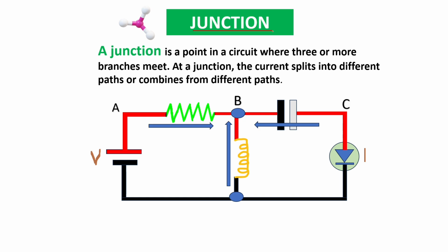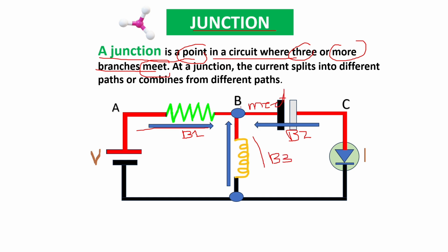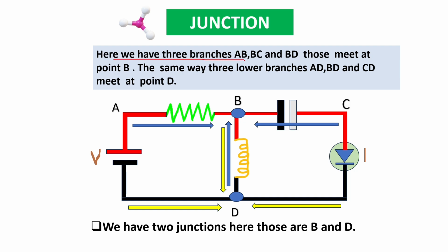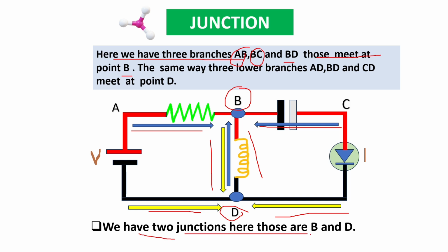The fifth terminology is junction. A junction is a point in a circuit where 3 or more branches meet. At a junction, the current splits into different paths or combines from different paths. As you can see in this circuit, at B and D different branches meet, like B1, B2, and B3. Thus, here we have 3 branches, AB, BC, and BD. These 3 branches meet at point B. In the same way, the 3 lower branches AD, BD, and CD meet at point D. Therefore, we have 2 junctions in this circuit, B and D.